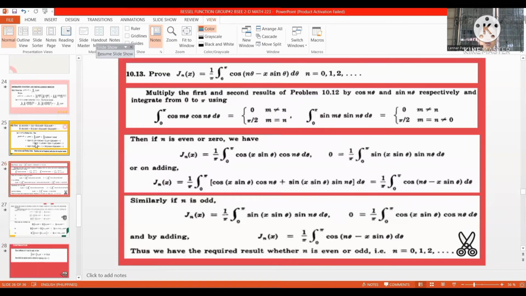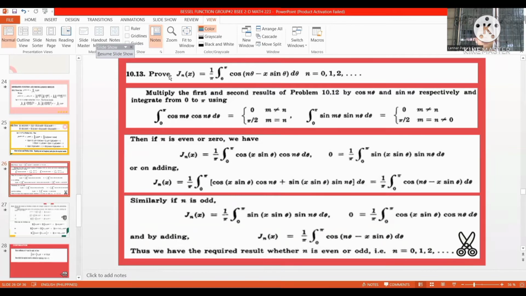Wait, we skipped a problem. Problem 10.13: J_n(x) equals 1/π times the integral from 0 to π of cos(nθ − x sin θ) dθ, where n equals 0, 1, 2, 3, and so on.